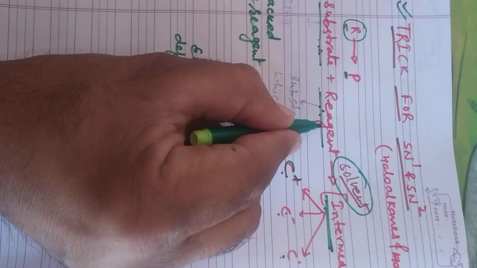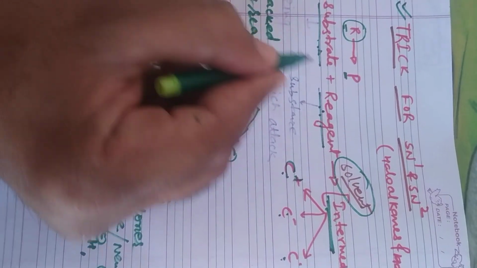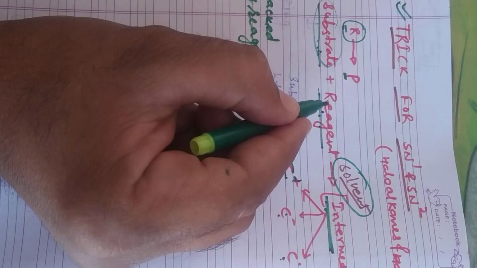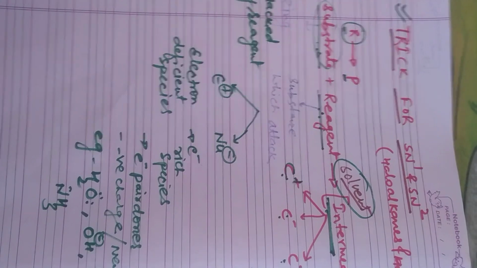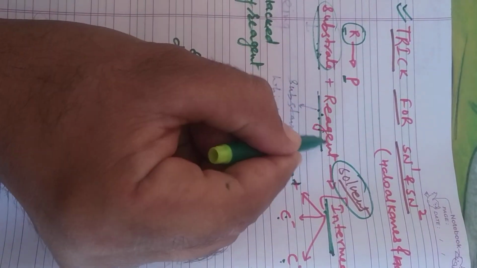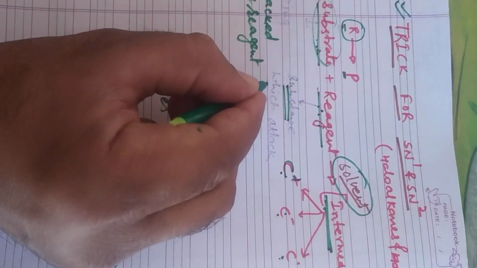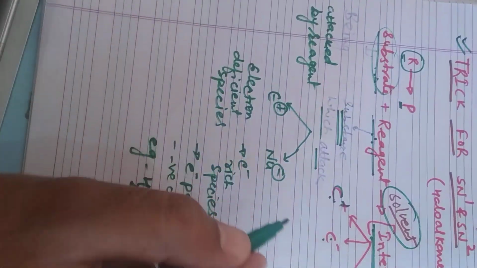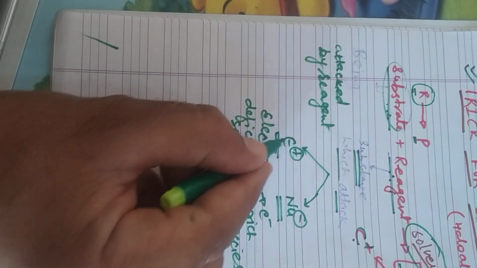Now substrate and reagent form an intermediate, then the product. What is substrate? Substrate is the substance which is attacked by a reagent. Now what is reagent? Reagent is a substance which attacks the substrate. Reagents are of two types: one is electrophile, another is nucleophile.